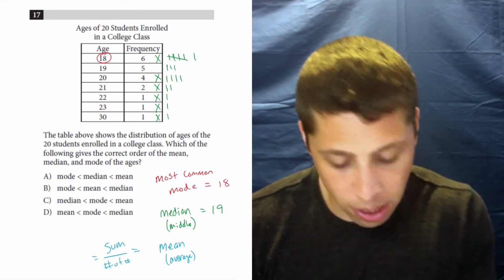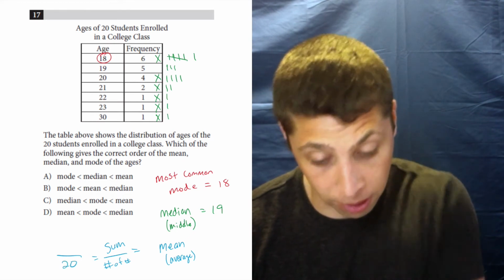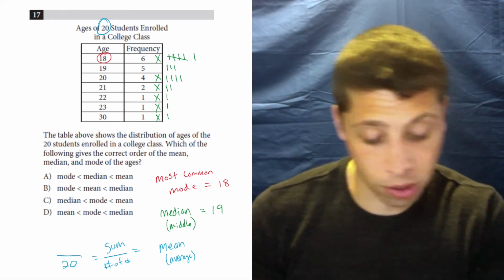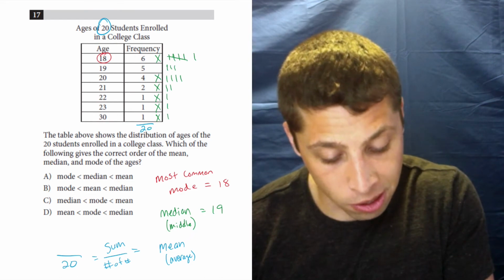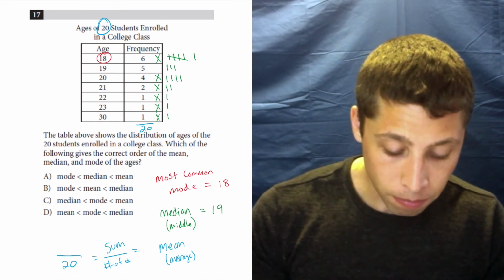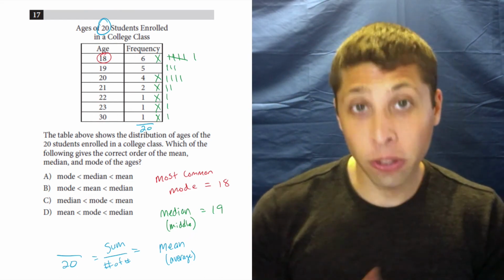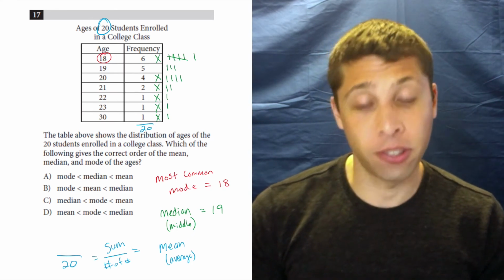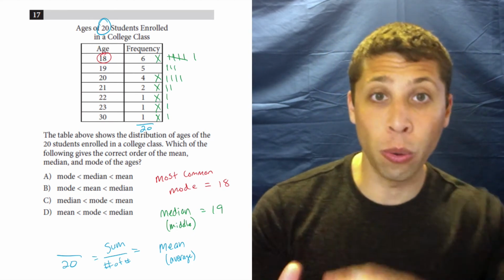So I know the number of numbers is 20. They told me that right here. They usually tell you, if not, just add up all the frequencies and you're going to get the same number. But the sum also needs to take into account the frequencies, right? So this is again where people make mistakes, is they ignore the frequency part of this.